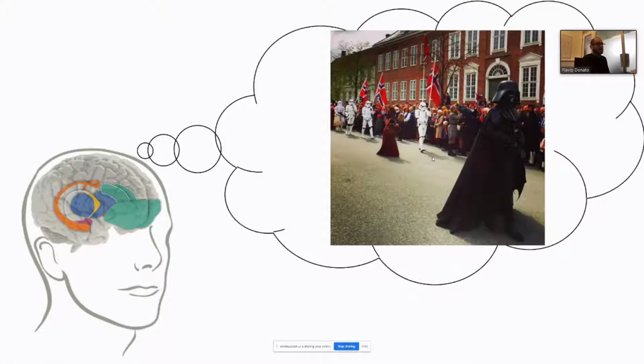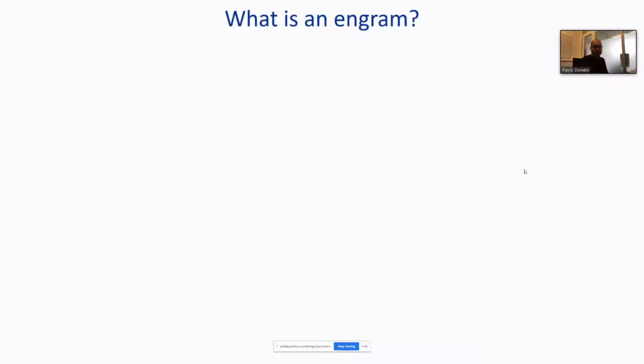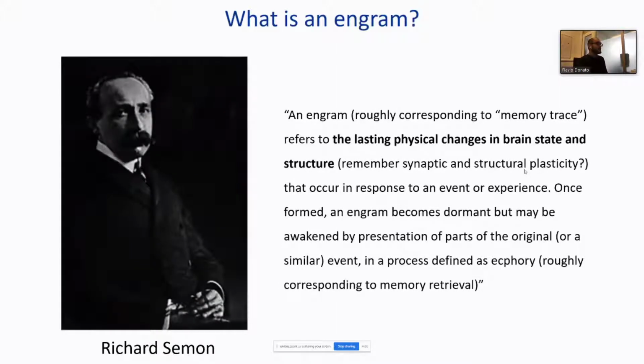The question I want to try to answer today is, how are memories like these encoded in our brain? One of the first definitions was that such memories are thought to be encoded in the brain as enduring and long-lasting physical changes in the circuits of the brain, so that when you reactivate that long-lasting physical change, which is called an engram in jargon, you can reactivate the process of remembering that particular memory.